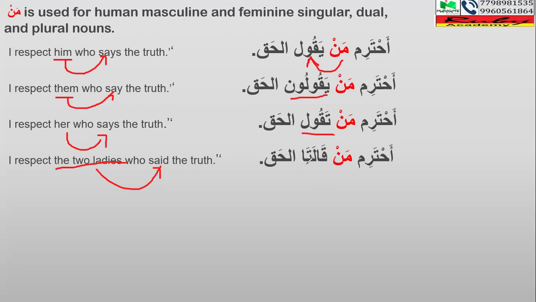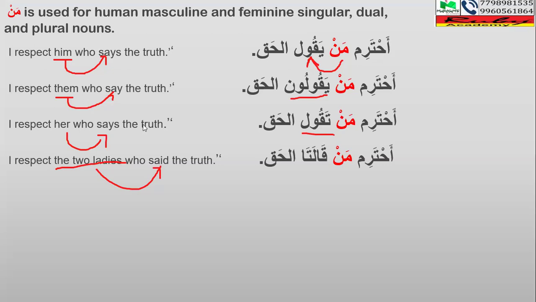Are you getting me? Yes, ma'am. So there is no condition about the singular and, sorry, numbers and gender. We are using man for all, but the condition is only human beings. Okay, so man is used only for human beings.